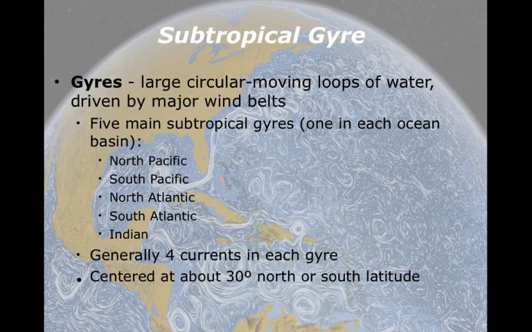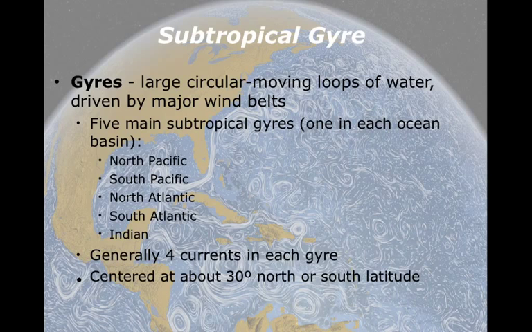So let's talk about the gyres. The gyres are going to be the last part of this particular video we're going to talk about. These are large circular loops of water, and there are 5 main subtropical gyres, though there are more if we can include the subpolar. Subtropical gyres are basically in the center of the oceans, about 30 degrees north and south latitude. There's one in each ocean. So there's 2 in the Pacific and 2 in the Atlantic. Indian Ocean doesn't really occur in the northern hemisphere, so it only has 1 gyre.